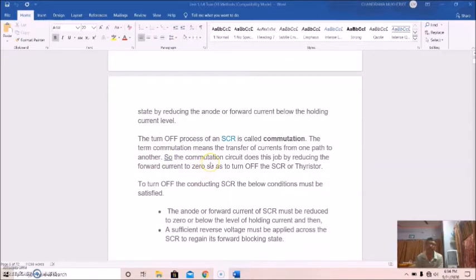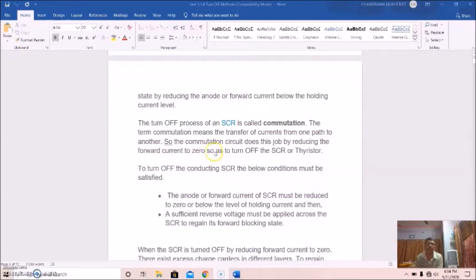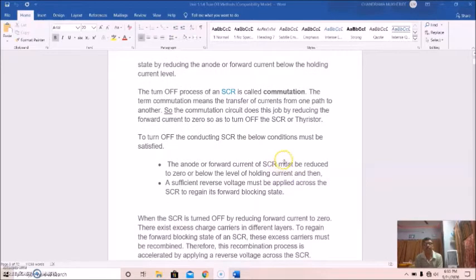What is the meaning of commutation? Commutation means the transfer of current from one path to another. The commutation circuit does the job by reducing the forward current to zero, so as to turn off the thyristor. So what are the conditions you must satisfy so that a thyristor can be turned off from its conduction state?